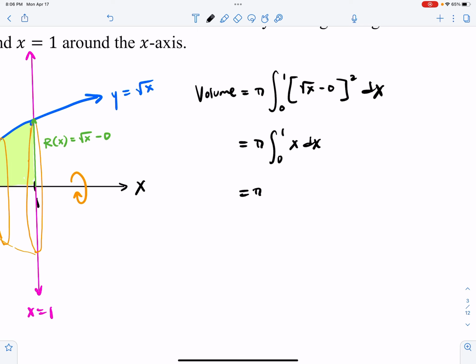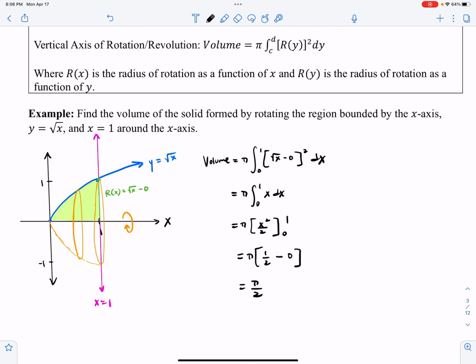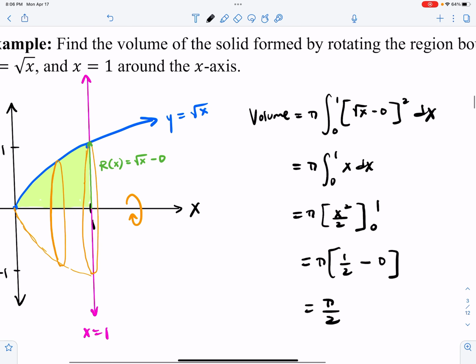And then it's just integrating. So x squared over 2 from 0 to 1. Using the first fundamental theorem of calculus, that would be 1/2 minus 0. So the volume of that solid is pi over 2. The volume of the solid generated from rotating that region around the x-axis is pi over 2.